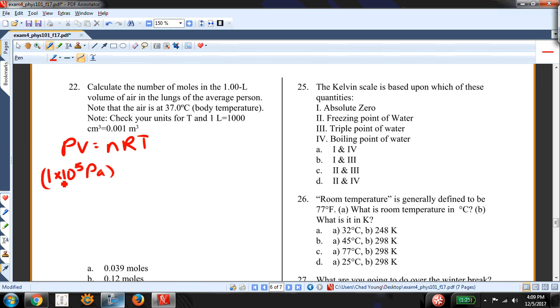Everything's got to be in SI units. 1 liter is 1,000 cubic centimeters, which is 0.001 cubic meters. So I give you that unit conversion, which you could have used a couple of questions ago if you wanted, or you could have done it the way that I did it. I'm looking for n, and R is 8.314, that's joules per mole Kelvin, which is going to key us in that the temperature, we need to convert it to Kelvin.